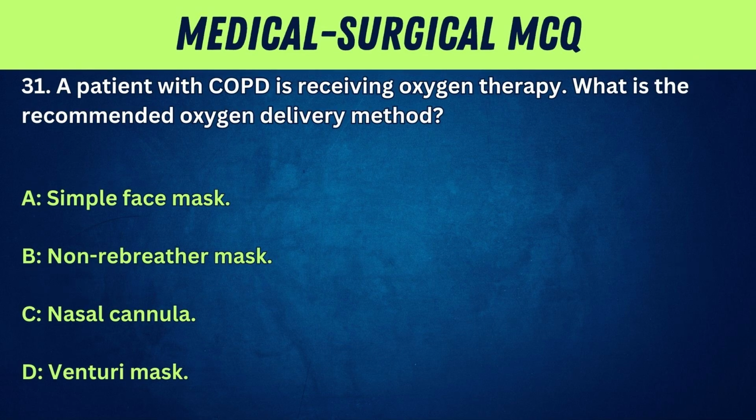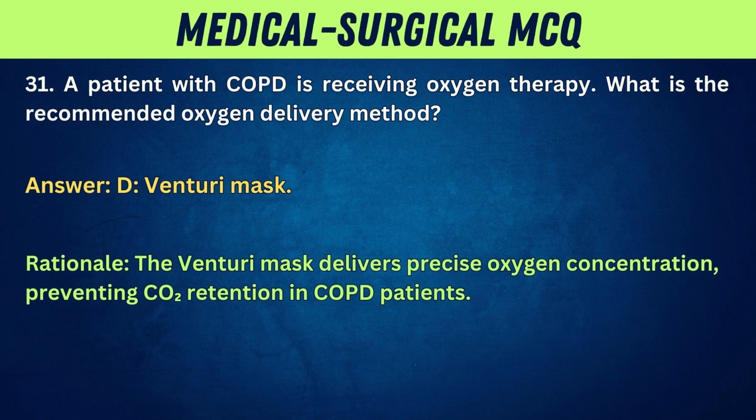31. A patient with COPD is receiving oxygen therapy. What is the recommended oxygen delivery method? A. Simple face mask. B. Non-rebreather mask. C. Nasal cannula. D. Venturi mask. Answer: D. Venturi mask. Rationale: The Venturi mask delivers precise oxygen concentration, preventing CO2 retention in COPD patients.